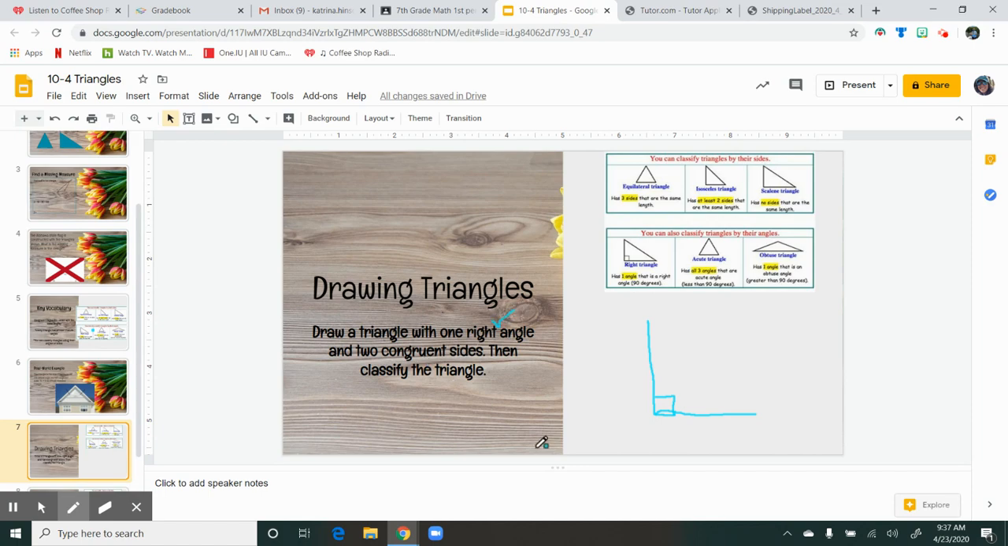So now I have a right triangle or a right angle. So I did that part, and then 2 congruent sides. So these 2 sides, I know they're not exactly equal to one another because I didn't measure them out, but they are equal to one another. And then I'm going to close off my triangle. So I have a right angle and I have 2 sides that are equal. So if I were to then classify this triangle, it is a right triangle, and then it has at least two sides that are the same length. So this would be a right isosceles triangle.